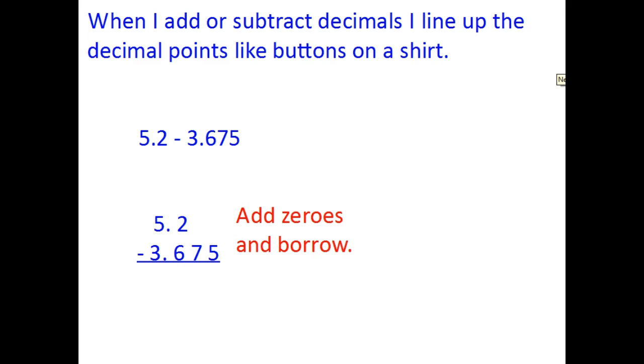And when I add or subtract decimals, I line up the decimal points like buttons on a shirt, and we've already taken care of that in 2 previous videos.